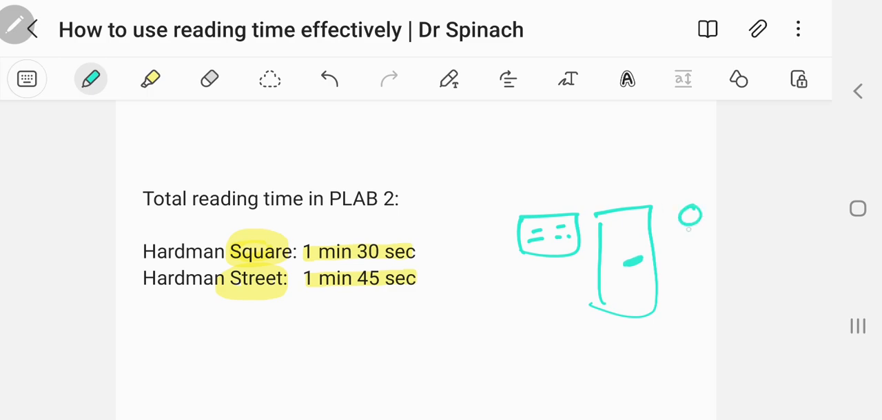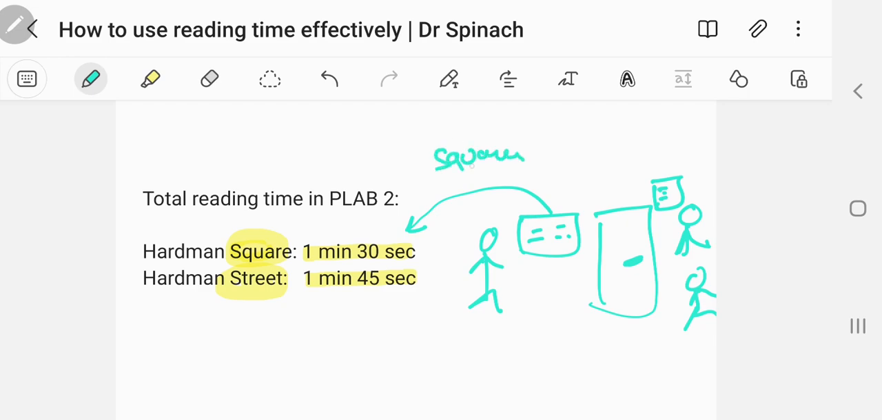And inside that door, you have a patient and an examiner sitting, or a telephone or video call and an examiner sitting. And this is you. So this is where you get 1 minute 30 seconds if you're in Hardman Square in Manchester, and 1 minute 45 seconds if your exam is in Hardman Street in Manchester. So, how are you going to use this time effectively?